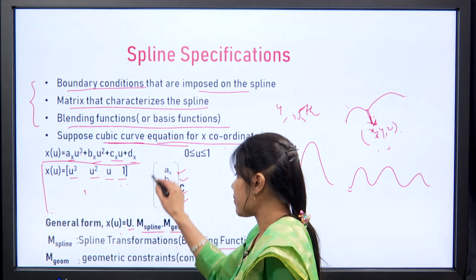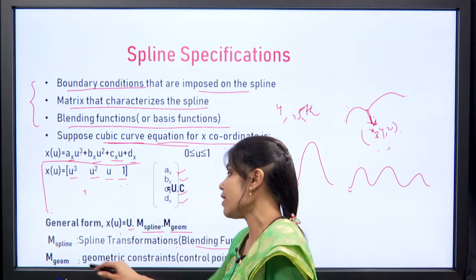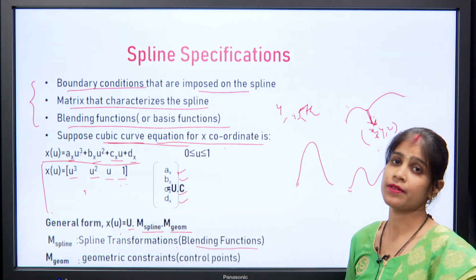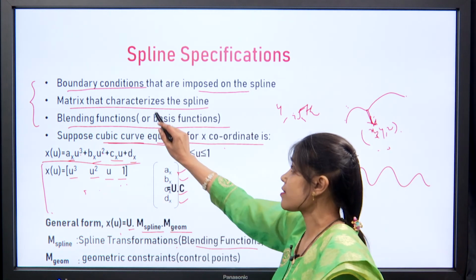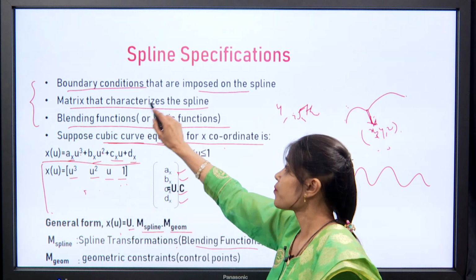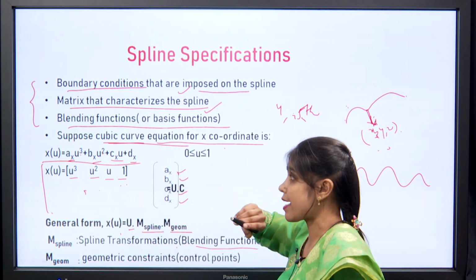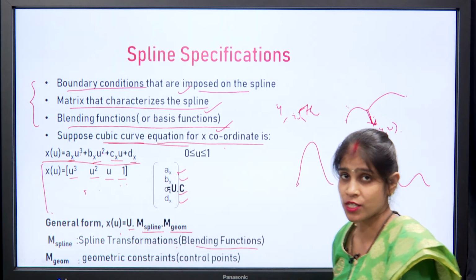So these are the parameters: the spline transformation, which is the blending function of the curve, and the control points of the curve. These are all defined with the spline specifications. So the spline specifications can be given by the boundary conditions that are imposed on the spline, then the matrix that characterizes the spline, and the third one is the blending function or the basis function.